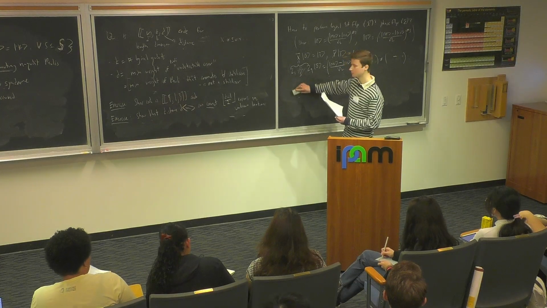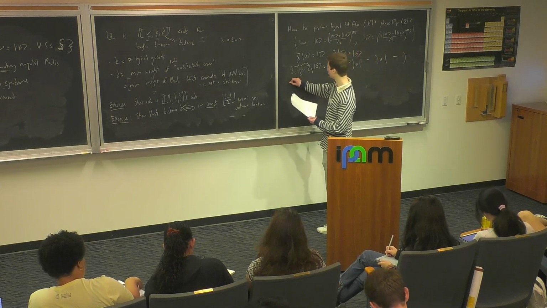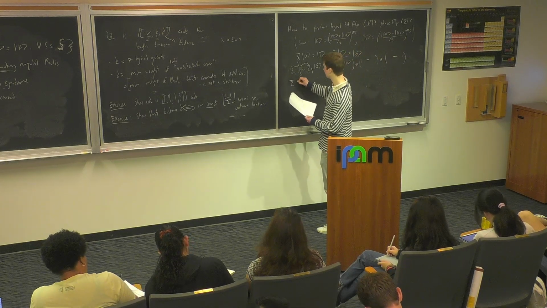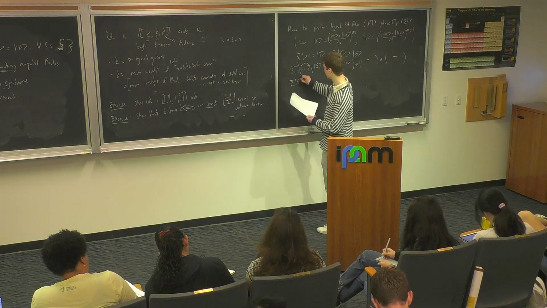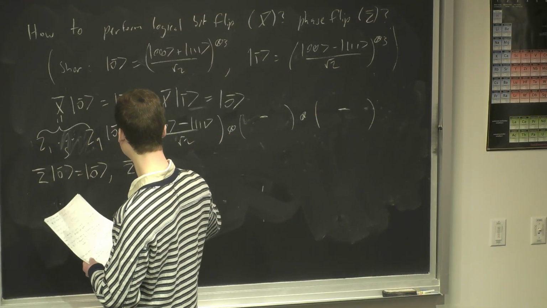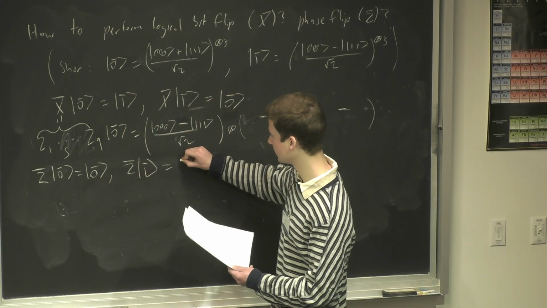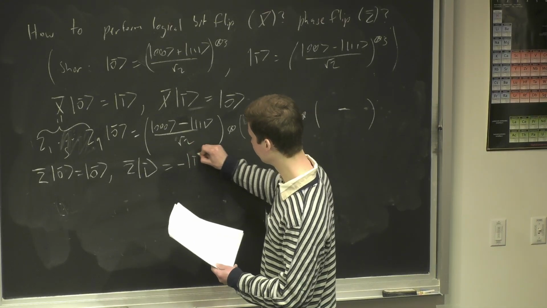So we have logical X. We can also write down a logical Z operator. We want logical Z to act on the 0 state by doing nothing, and act on the 1 state by flipping the sign. So Z applied to logical 0 is logical 0, and Z applied to logical 1 is minus logical 1.